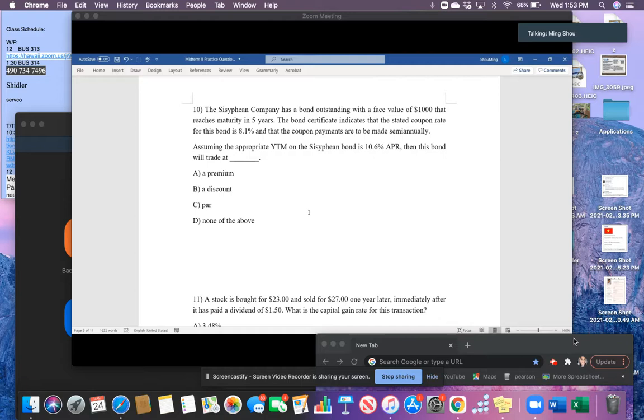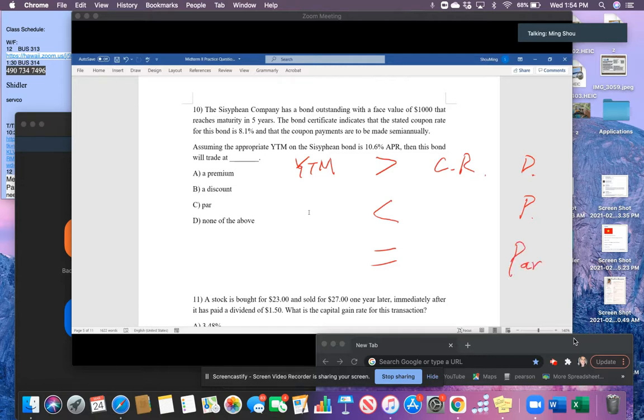Given the yield to maturity equal to 10.6% APR, the question asks whether the bond is traded at a premium, at a discount, or at par. For this question, we can simply compare the yield to maturity and the coupon rate. If the yield to maturity is larger than the coupon rate, then this bond is traded at a discount. If the yield to maturity is smaller than the coupon rate, then it's traded at a premium. If it's equal, then traded at par.